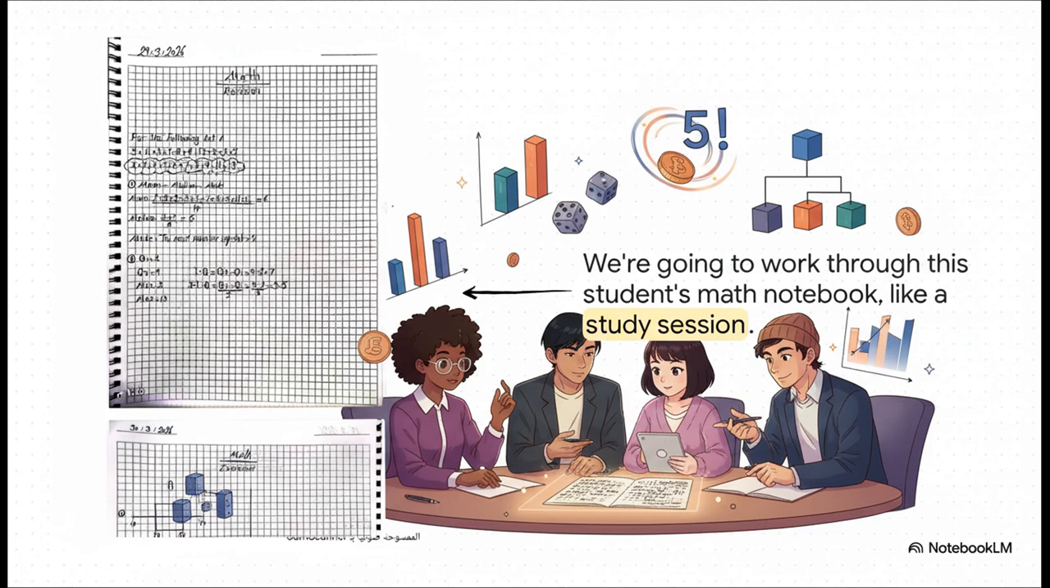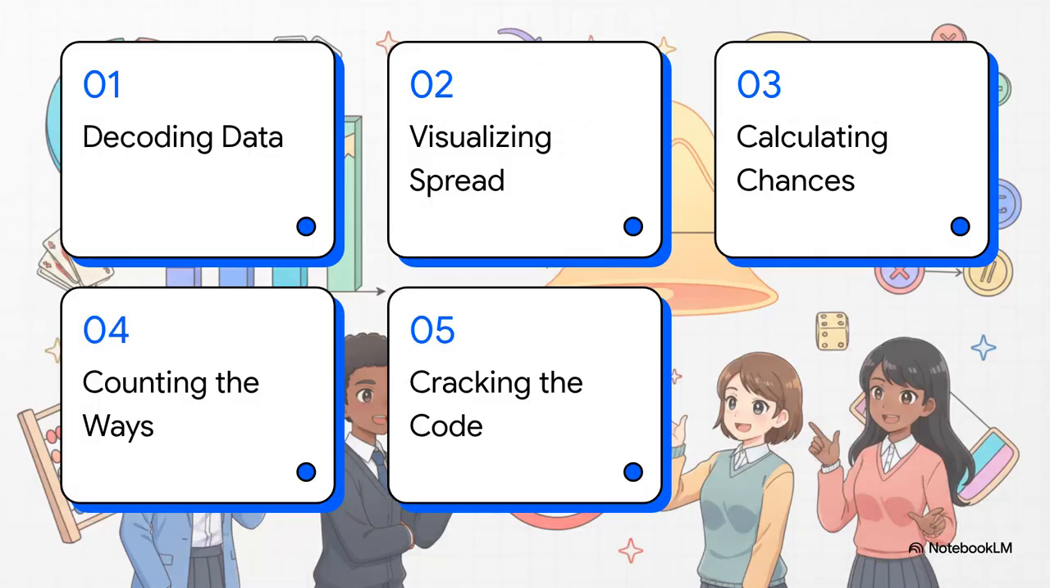We're going to use these notes as our roadmap, kind of like a study session, and we'll figure out the solutions together. So what's the game plan? First, we'll get a handle on the basics of data. Then we'll see how to actually visualize it, which is super helpful. From there, we'll jump into the world of probability and combinations, calculating chances. And we'll wrap it all up by cracking some pretty cool factorial equations. All right, let's dive in.